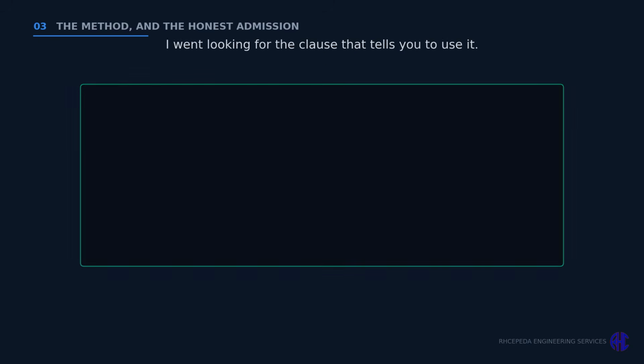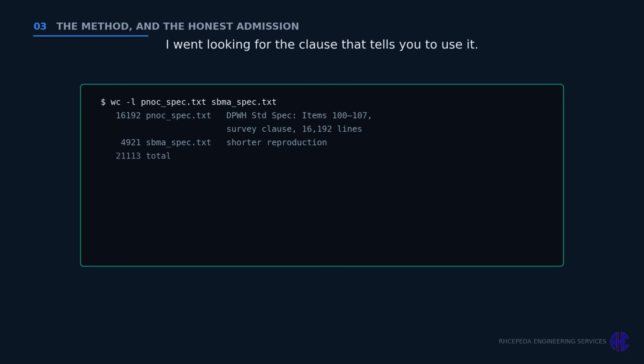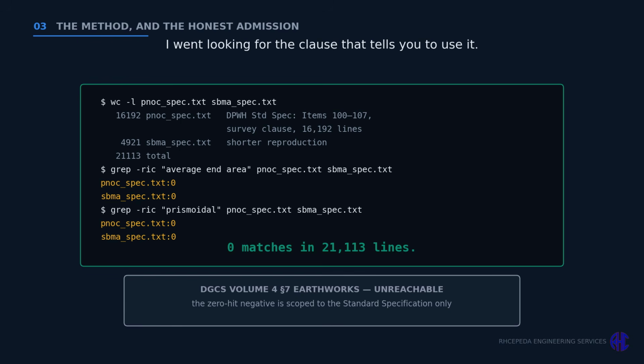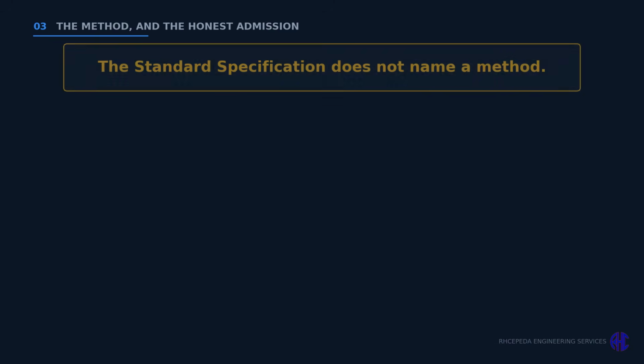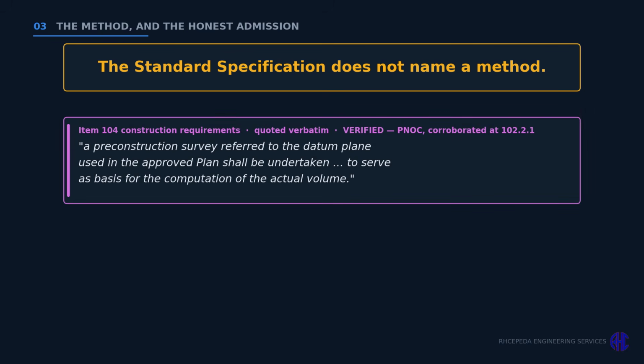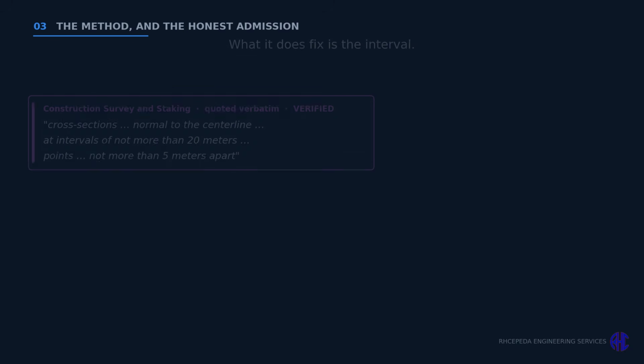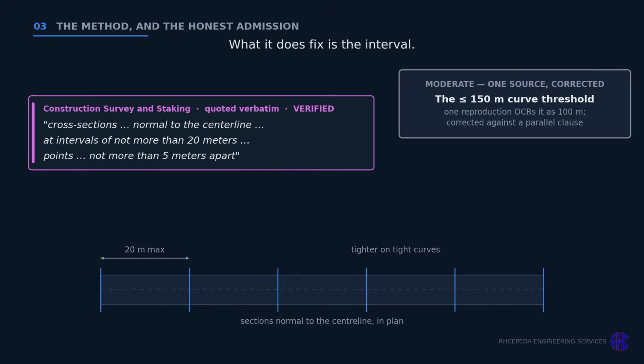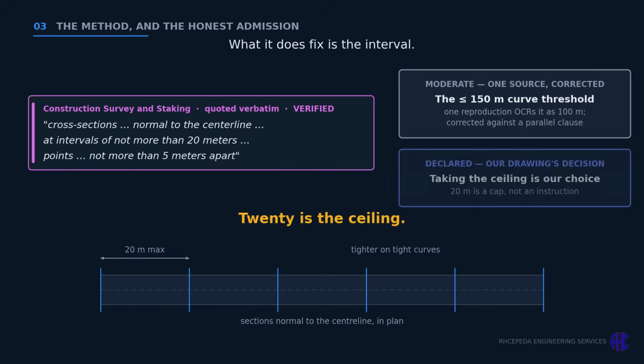I went looking for the clause that tells you to use it. It is not there. 2 reproductions of the DPWH standard specification, searched end to end. Average end area, 0 hits. Prismoidal, 0 hits. The design guidelines volume on earthworks, I could not open. So the standard specification does not name a method. It tells you what to measure, not how to compute it. What it does fix is the interval, cross sections normal to the centerline, 20 meters maximum, tighter on tight curves. 20 is the ceiling. Taking the ceiling is our choice.